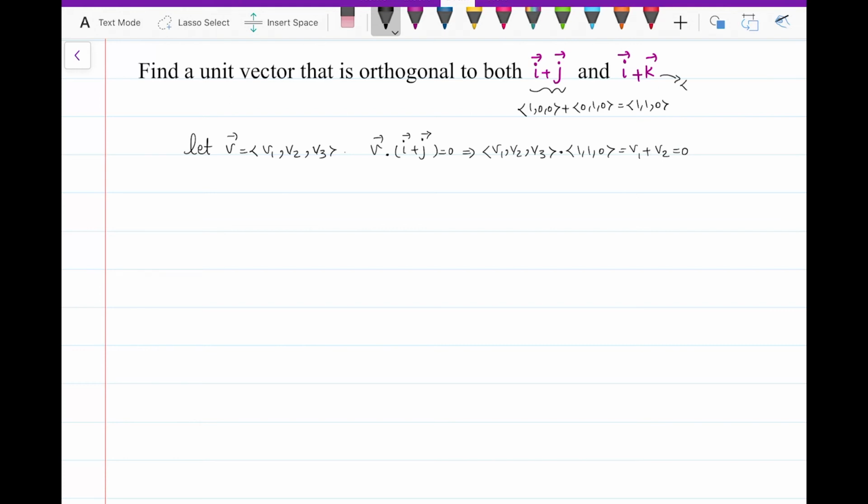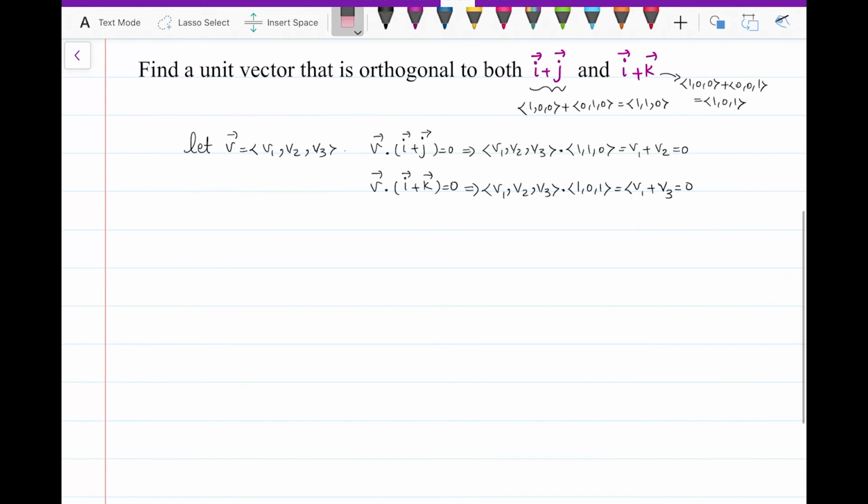What is i plus k? i is 1, 0, 0. k is 0, 0, 1. So this is 1, 0, 1. I know that v dot (i plus k) is also 0 because v is orthogonal to that. So I'm going to have the same thing, v1, v2, and v3 dot with 1, 0, 1. It's equal to v1 plus v3, and it's equal to 0.